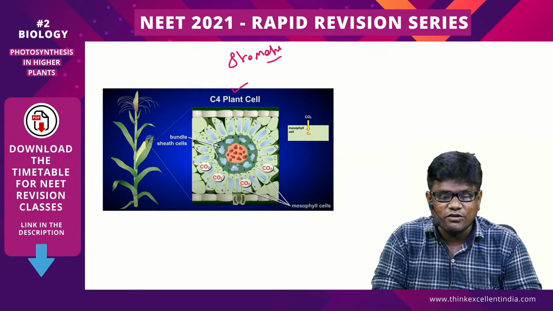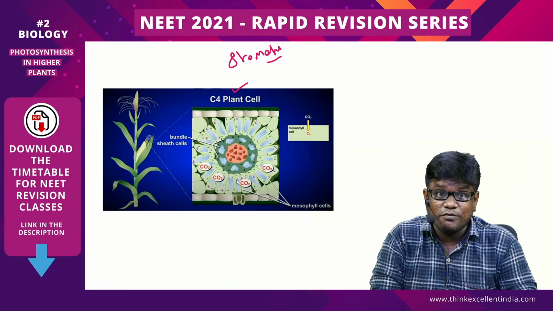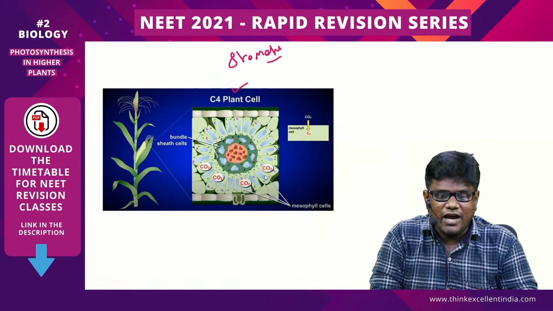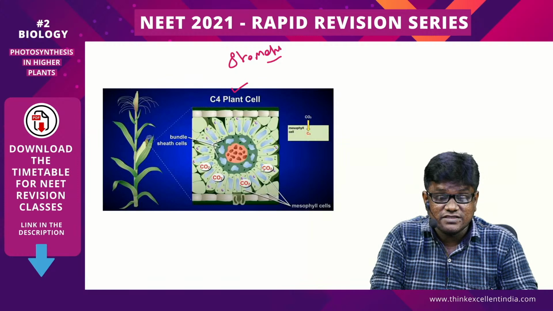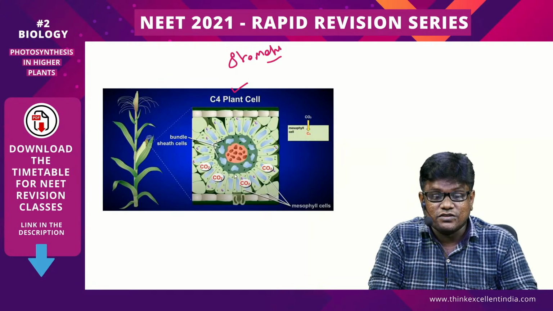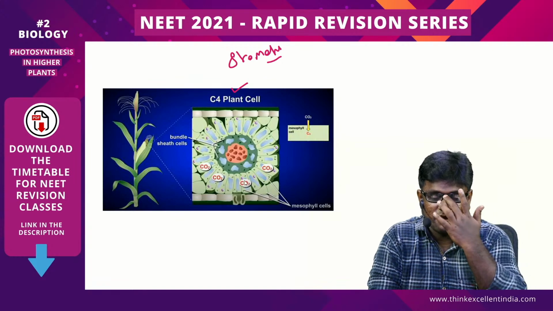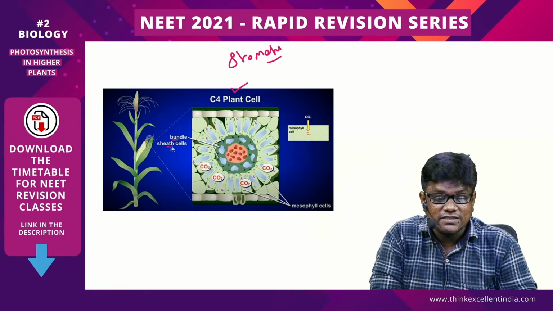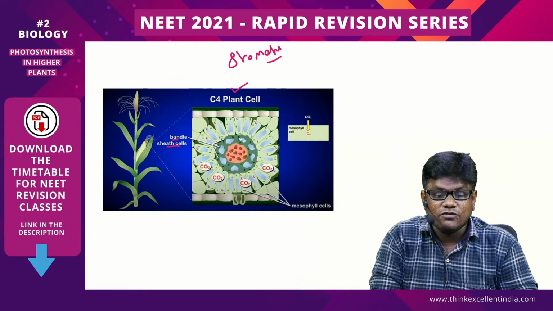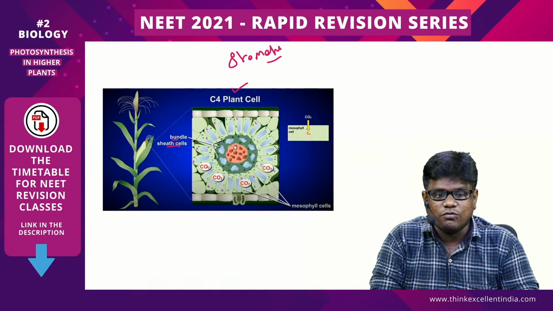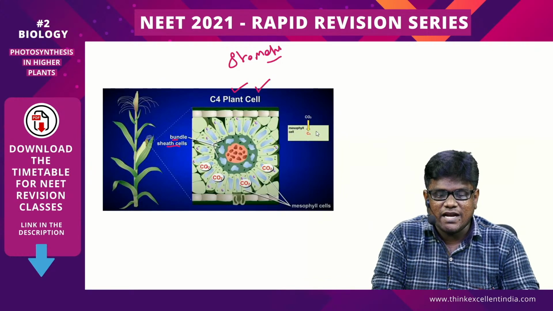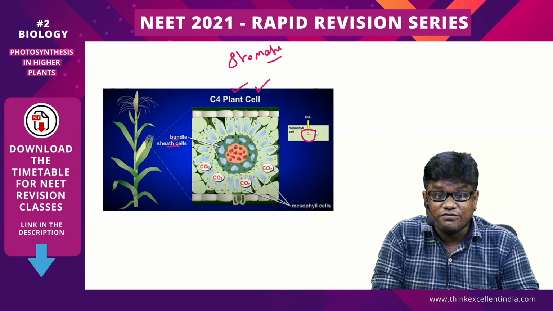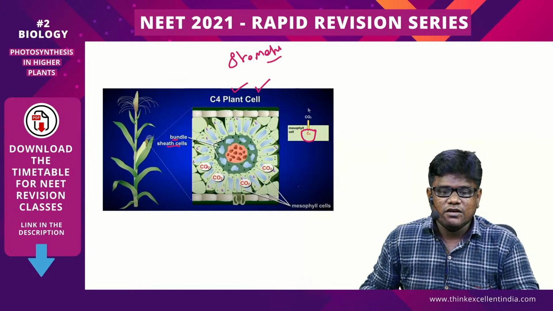C4 plants are utilized where, as I showed you a few minutes ago, there is a concentration of CO2 inside the mesophyll cell. After that, the photosynthesis process takes place. Meanwhile, the CO2 is moved to the bundle sheath cells, and there you can see the fixation of CO2 take place. So that is C4 plants. There is a production of carbon 4 molecules, and these molecules will be utilized.